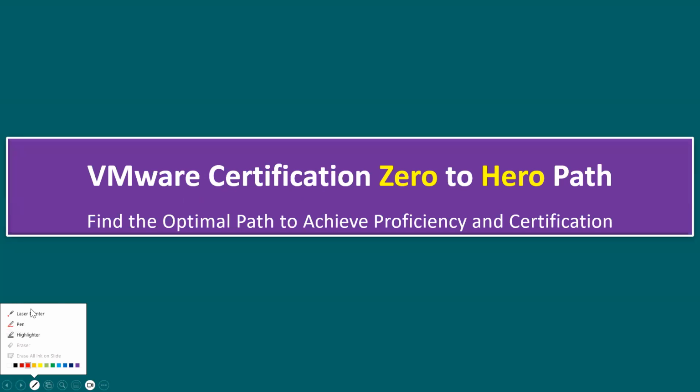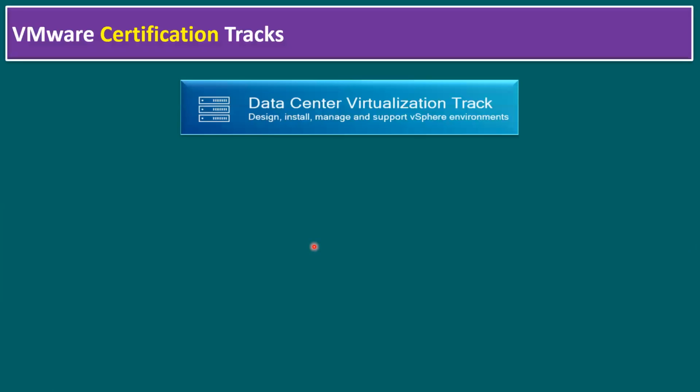In this session, I'm going to talk about the VMware Certification Zero to Hero path, and it will help you find the optimal path to achieve proficiency and certification. So before jumping to the certification Zero to Hero path, let's understand what all the VMware certification tracks are. There are mainly 6 tracks available as of today.